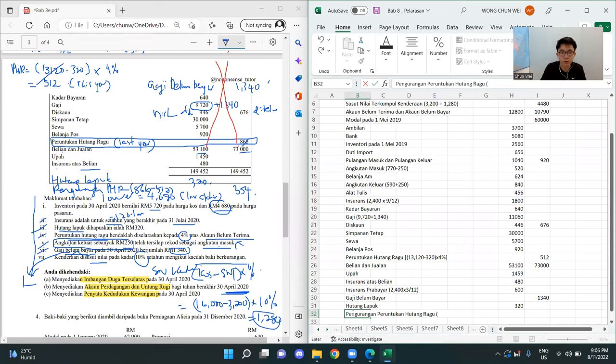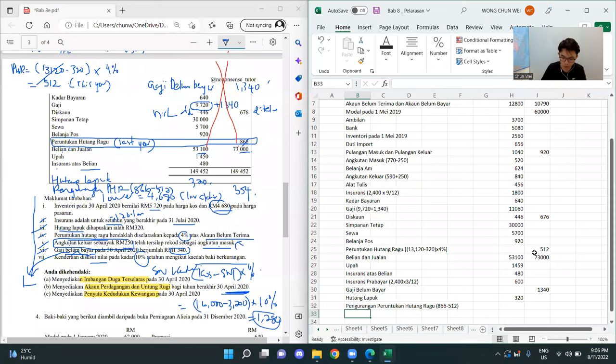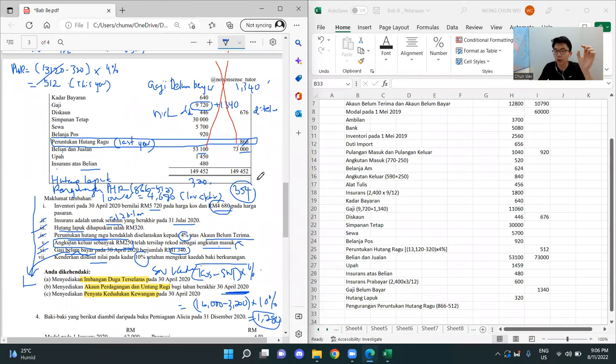So how do we get this? You can show it out as well. You are using the 866 PHR minus this year's PHR, which is 512. Then we get 354. 354. And the pengurangan, I told you, this is a hasil. Pertambahan PHR is a belanja. Pengurangan PHR is a hasil. That's why hasil is in the credit side, 354. Alright, please take note of this one.